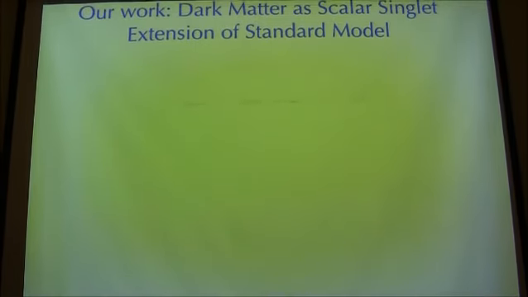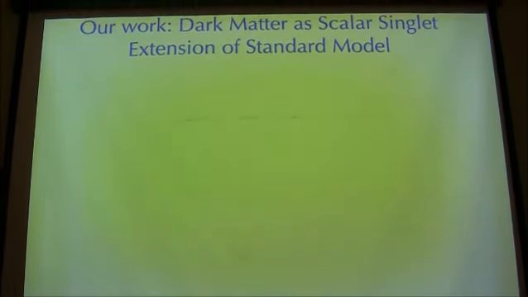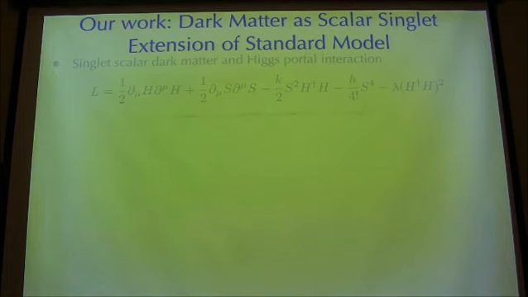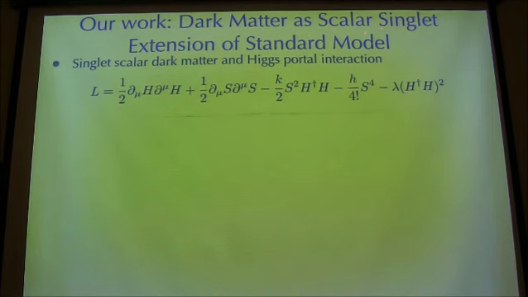So this is some of our recent work. And the idea is that the dark matter is some sort of extension of the standard model. Scalar means that it has no spin, it's like the Higgs, and singlet means that it doesn't interact with normal matter, so it won't interact directly with the weak interactions. And this is called the Higgs portal interaction. So this S is the dark matter field. It interacts only with the Higgs and through this interaction.